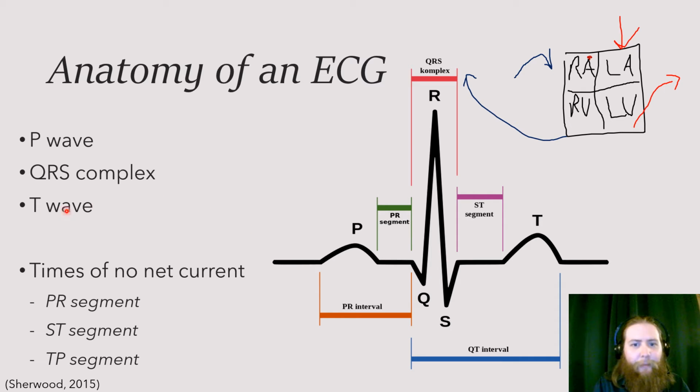There are 3 times of no net current, and this is one of those considerations we talked about. If there's no net current, then there can't be any kind of ECG reading. The first one is the PR segment here, in between the atria depolarizing and the ventricles. There's this segment where the atria are fully depolarized, and there's no electrical current happening here.